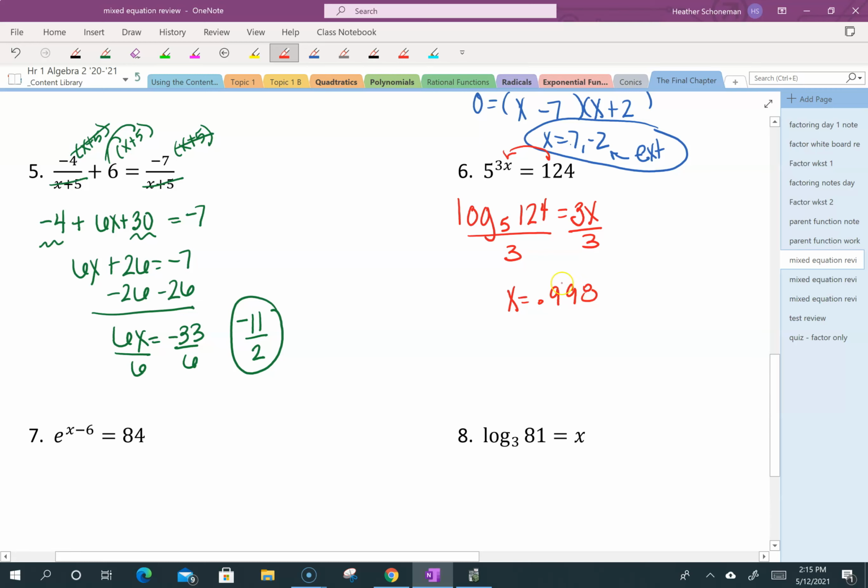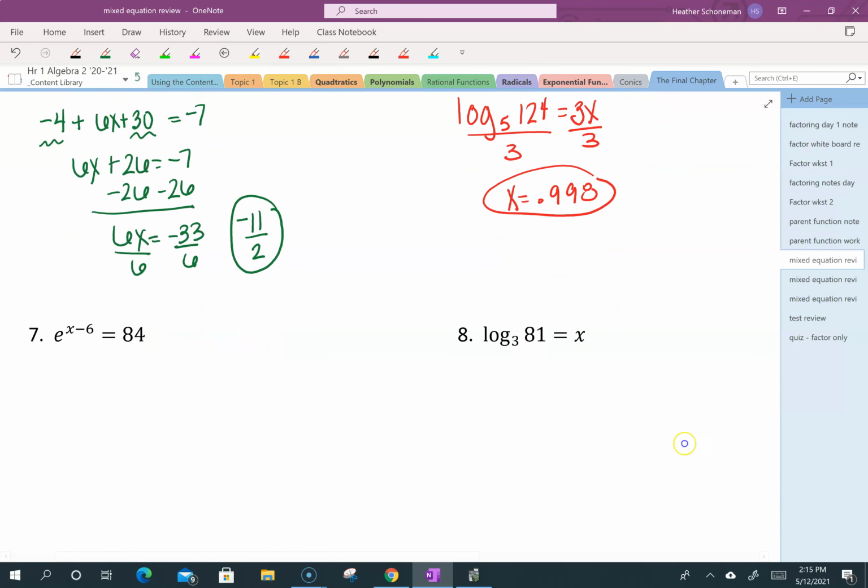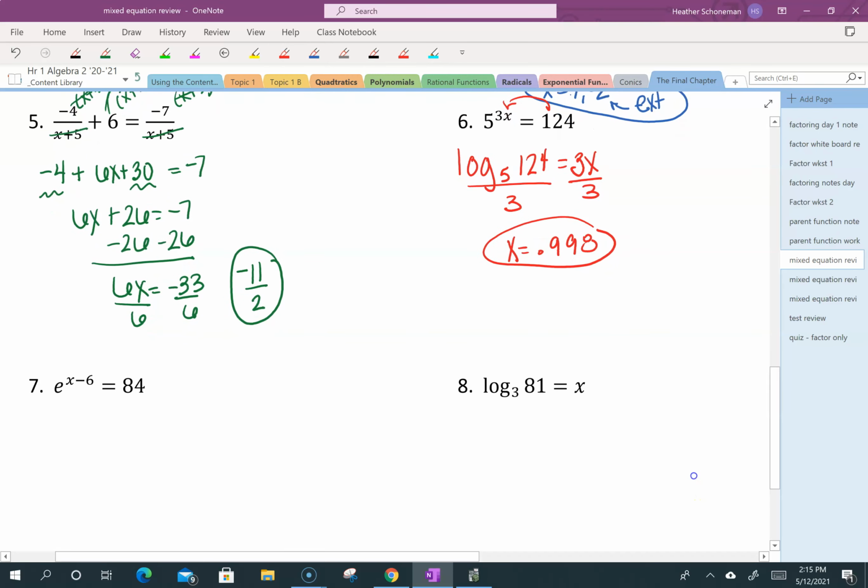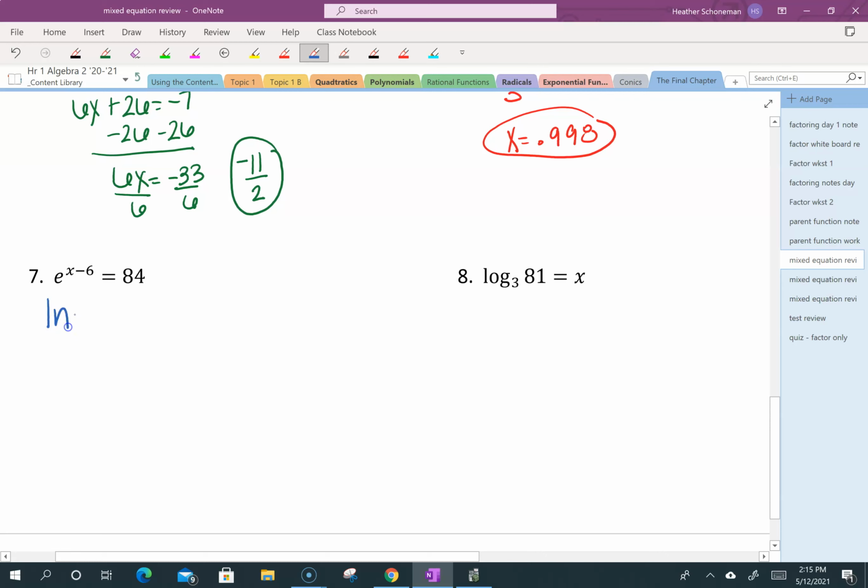Okay, let's do this again for number 7. On number 7, it's really a lot like number 6, except when the base is an e and not a number, instead of doing the log, we're going to do the natural log. So the ln, natural log of 84, equals x minus 6. But to solve for x, I have to add 6 to both sides.